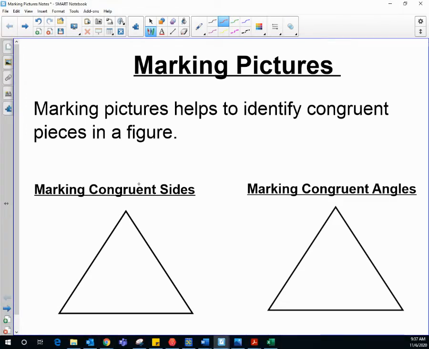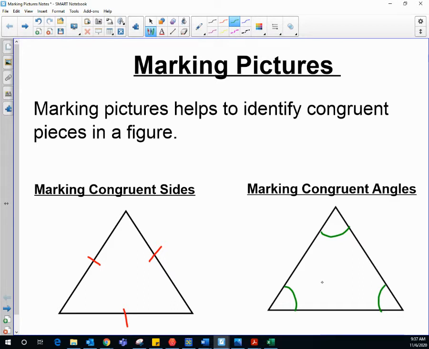All right, so we're going to talk about marking pictures. So what we mean is how to mark pictures to help identify congruent pieces in a figure. So what we know is that if you want to mark sides congruent, remember that's just a dash mark on the lines. So this marking tells me that all three of these sides are now congruent. If I want to mark an angle, I'll put an arc inside the angle. And this one identifies that all three of these angles are the same.